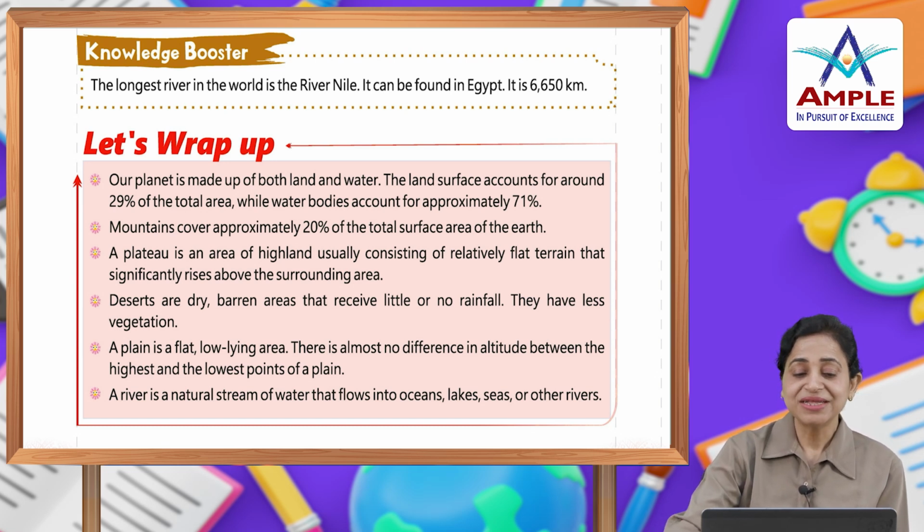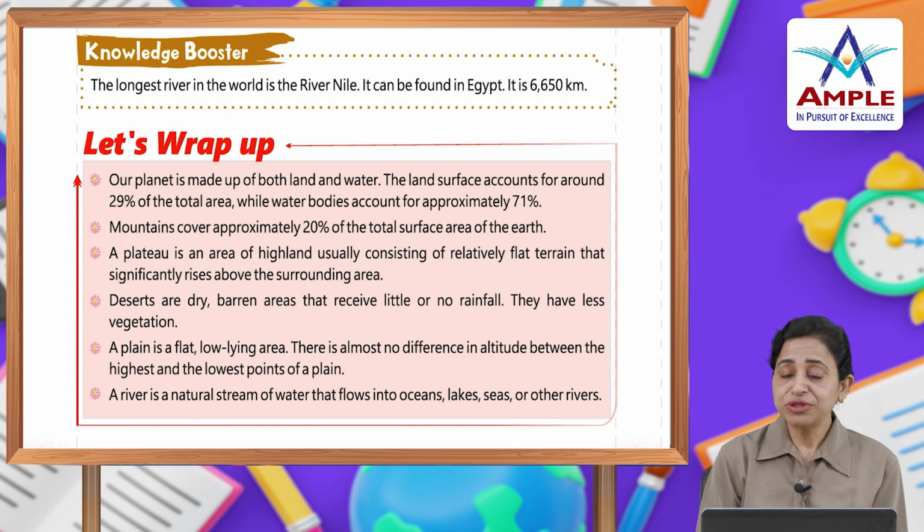Important points. Our planet is made up of both land and water. The land surface accounts for around 29% of total area, while water bodies account for approximately 71%. Mountains cover approximately 20% of the total surface area of the earth. A plateau is an area of highland usually consisting of relatively flat terrain that significantly rises above the surrounding area.